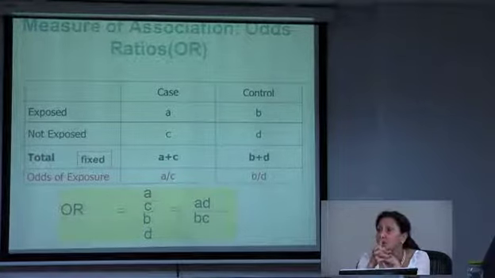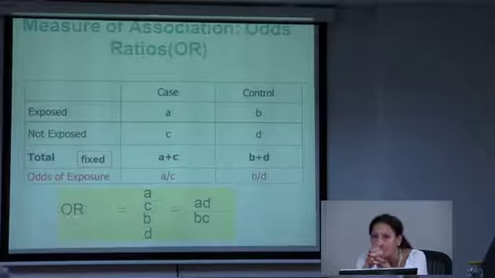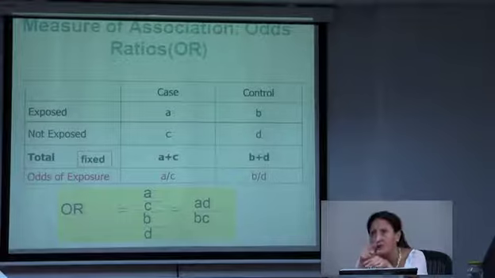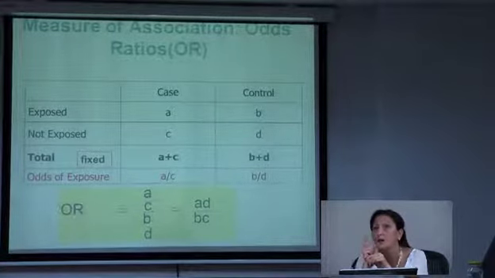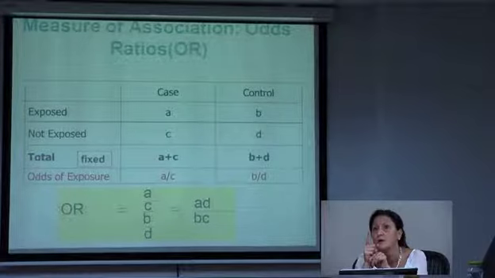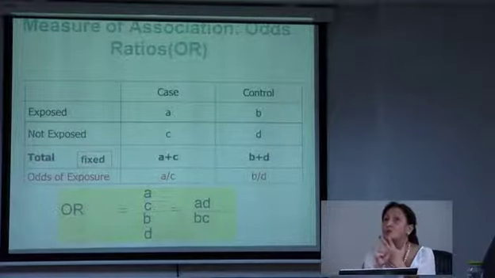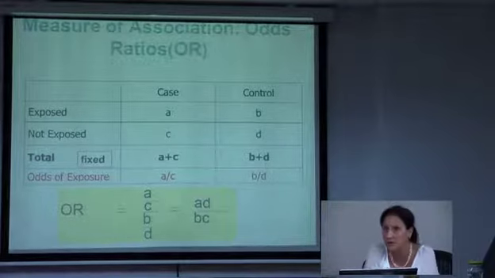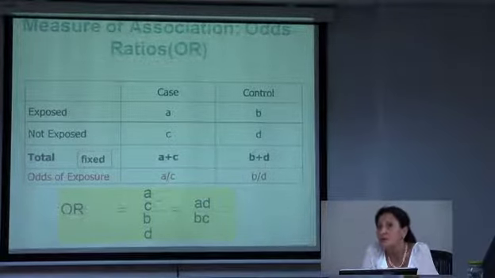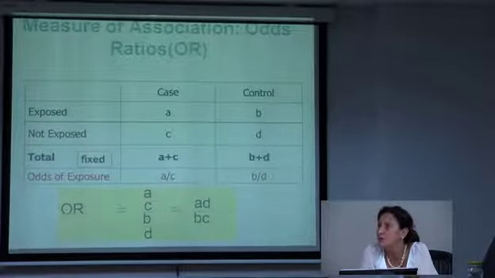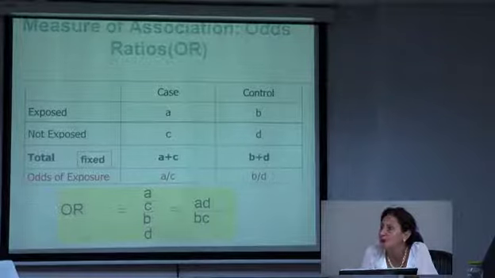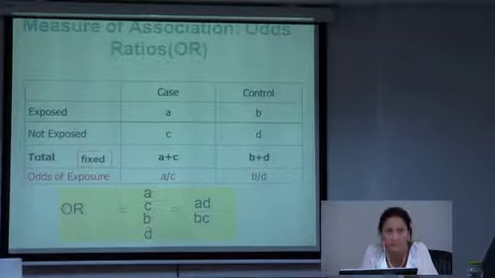Now, if I ask what's the odds of being a case among the exposed, can I do that? Yes. It's A over B. And what's the odds of being a case among those not exposed? It's C over D. So A over B over C over D would give you the same OR of AD over BC. So the odds ratio of exposure is the same as the odds ratio of disease in a case control study.